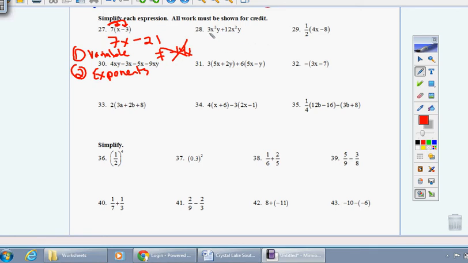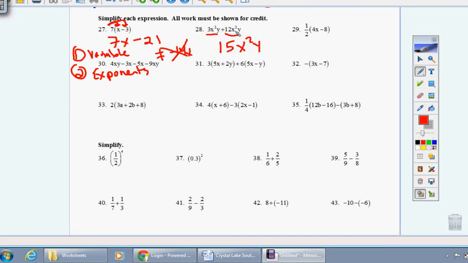Alright, so let's go to this next one. 3x squared y plus 12x squared y. Well, are 12x squared y and 3x squared y considered like terms? Yes, they are, because there are the same variables, x and y, and those variables, meaning the x, have the same exponents. So this would be 15x squared y.